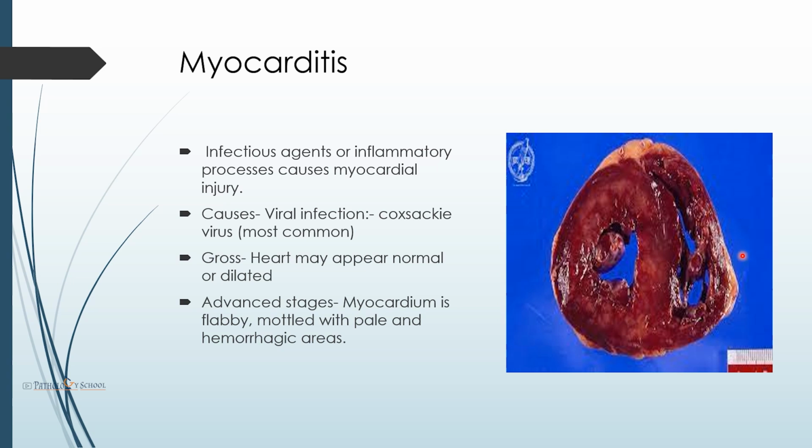Myocarditis: an infectious agent or inflammatory process causes myocardial injury. Causes can be viral, bacterial or any infectious agent, most commonly Coxsackie virus. Grossly, the heart appears normal or dilated. In the advanced stage, the myocardium is flabby and mottled with pale and hemorrhagic areas.